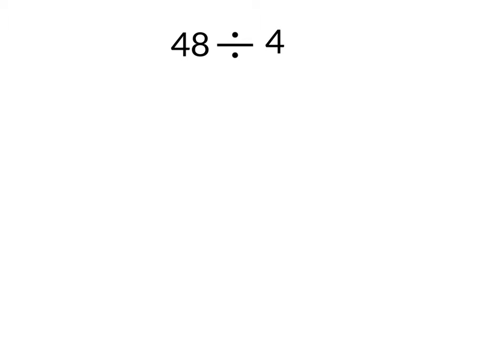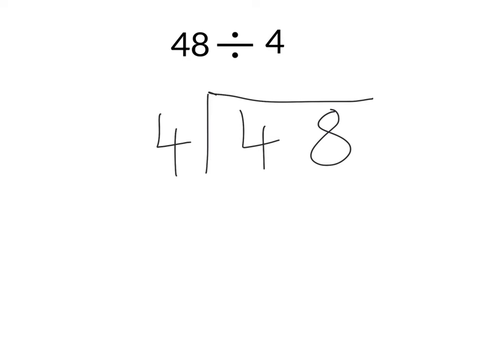So we are going to divide 48 by 4. We set our sum up to look something like this. What we are dividing by, 4, goes outside the bus stop, and what we are dividing, 48, goes inside. So we are going to take the number 48 and split it up into equal groups of 4.